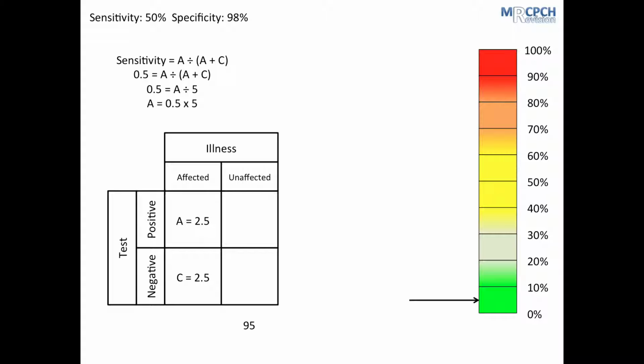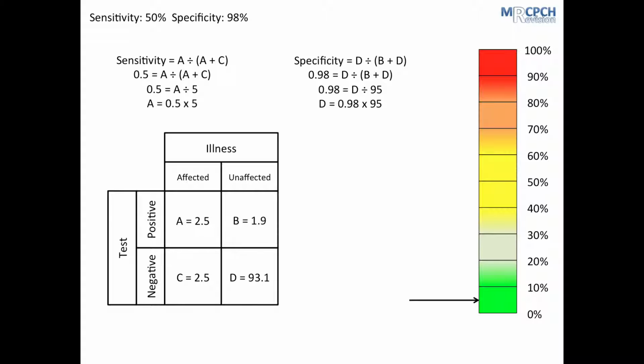Moving on, we know that specificity is D divided by B plus D. The specificity is 98% or 0.98. B plus D is 95, so D is 0.98 times 95, which is 93.1, leaving 1.9 behind for box B.